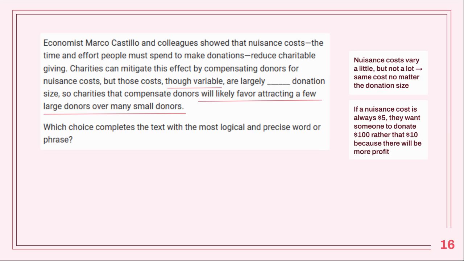So to use an example to illustrate this, if the nuisance cost is always about $5, they want someone to donate $100 rather than $10 because that's going to be more profit. They're going to make $95 versus just $5, right? So they're okay with fewer people donating if each of those people donate a large sum of money, rather than a lot of people only donating $5, because then it would be $0 per person, right? So that's what we're saying, that these nuisance costs don't really change with the donation size.